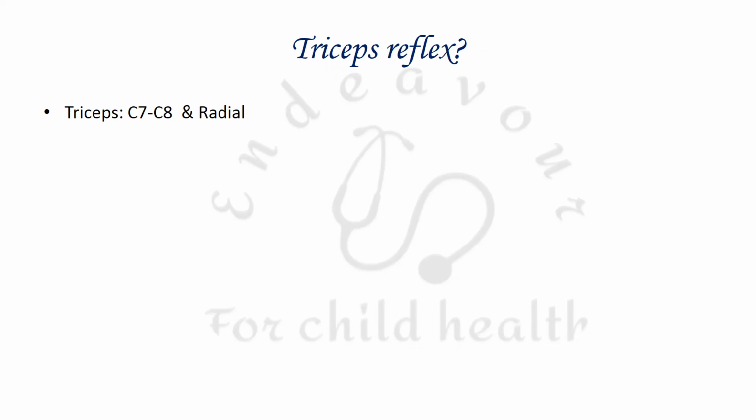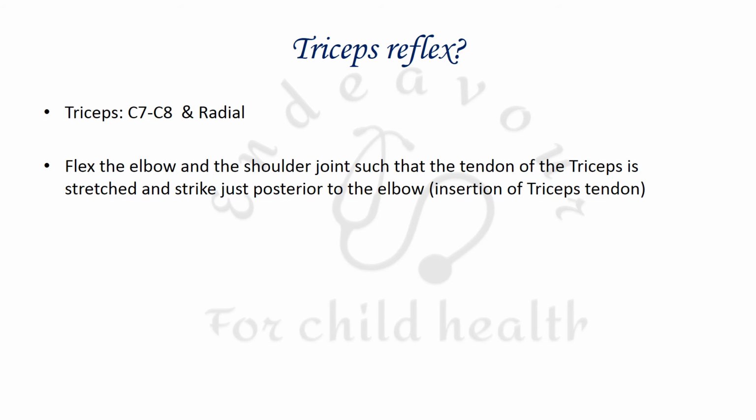The triceps is C7, C8 and radial. Flex the elbow and shoulder joint such that the tendon of the triceps is stretched and strike just posterior to the elbow, which is the insertion of the triceps tendon. The normal response consists of extension of the forearm.